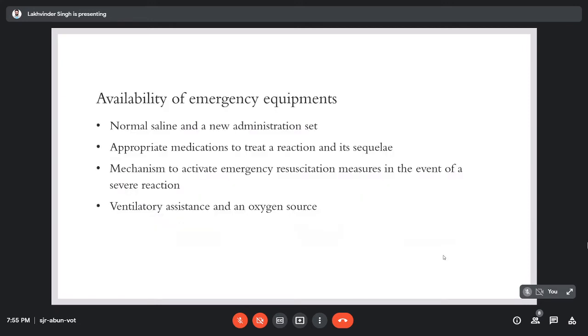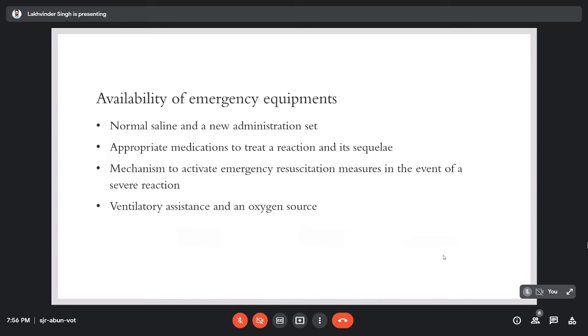Then the next important thing before starting the transfusion, because sometimes there's a practice that we issue blood to outside hospitals also. So we have to ensure that certain emergency equipment is there at the bedside, so that whenever there is a transfusion reaction or some other problem occurs to the patient, we can manage well. Like normal saline and a new administration set should be there, because once there's an HTR, we have to disconnect. HTR means hemolytic transfusion reaction. Once there is a reaction, you have to stop the blood, but you have to keep the IV access patent. So you start the normal saline through a new administration set.